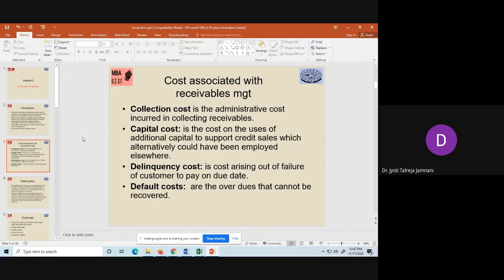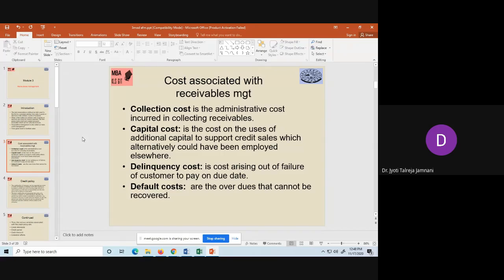The next is capital cost. When you sell goods on credit, your money is stuck with that person. For example, suppose I sell 5 lakh rupees worth of goods to Mr. ABC. Now ABC has told me he will pay me 5 lakh after 3 months. So for 3 months my 5 lakh rupees are stuck with ABC. And if I want to invest more, I don't have money left because I have sold goods and have still not received my money.